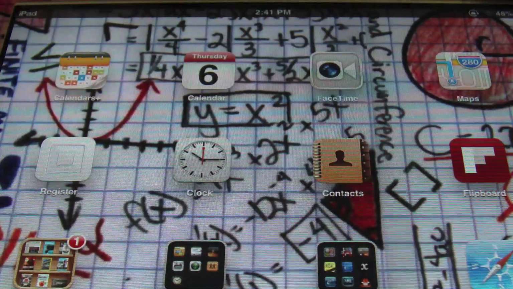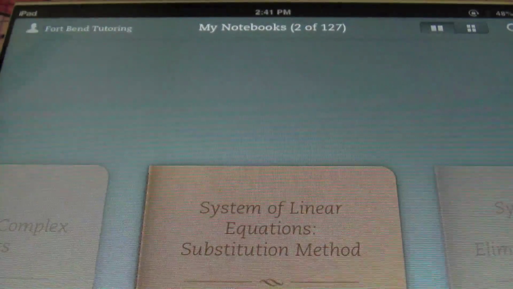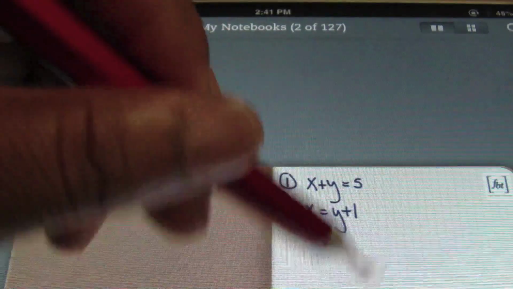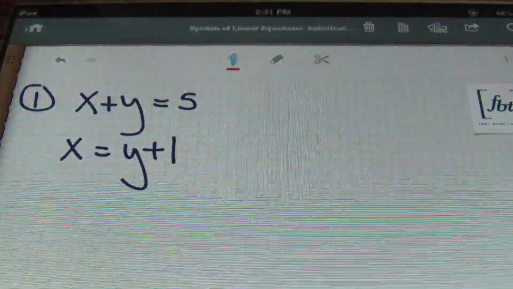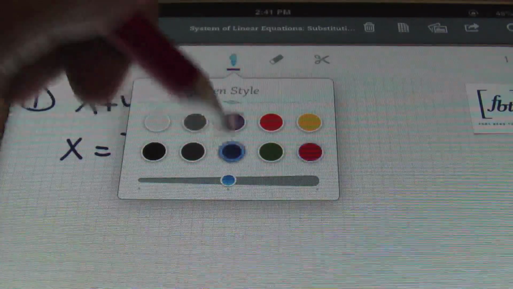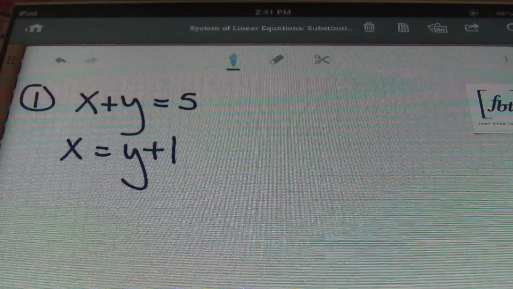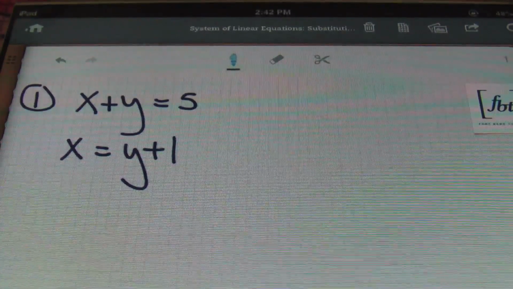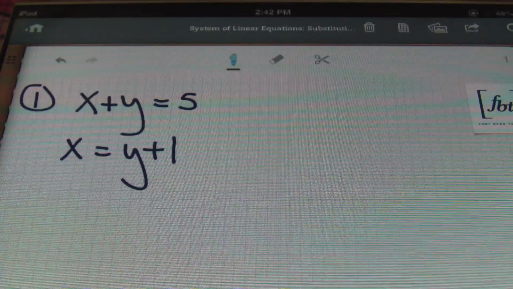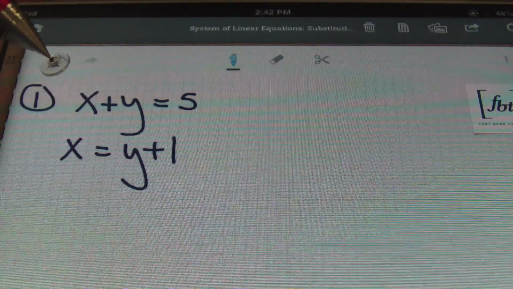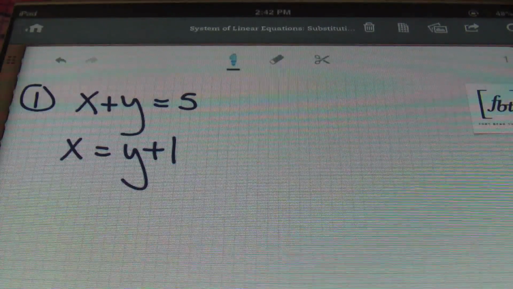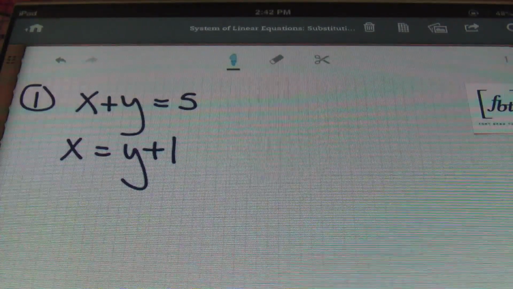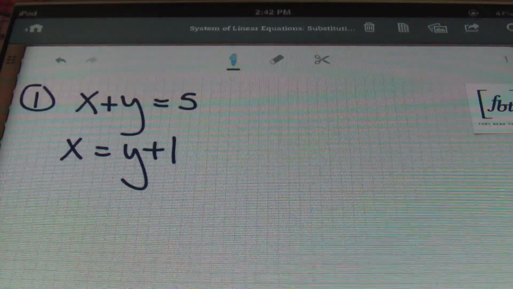Hello ladies and gentlemen, this is Mr. Witt with Fort Bend Tutoring, and today's tutorial is going to be about systems of linear equations using the substitution method. Alright, let's check that out. We're going to start out with our first problem today. With problem number 1, we have a system of linear equations. In all of these problems today, we'll be looking for the intersection. These are two lines, ladies and gentlemen, and we're looking for where these two lines cross. That's all we're doing. So in the majority of these problems, we'll have a point as a solution.